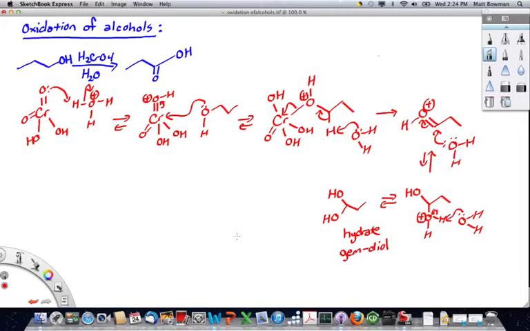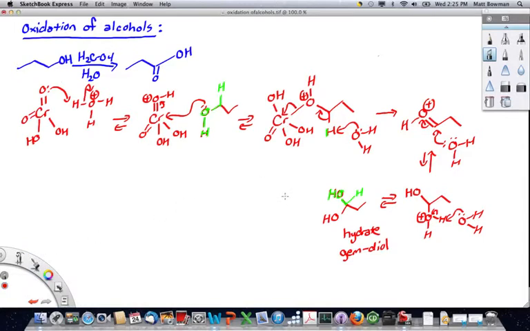This has a motif on it that's very similar to what we've seen before. Right here, we have an H, carbon, oxygen, H. This is what chromium reagents oxidize. Here we have an H, carbon, oxygen, hydrogen. This can be oxidized further by a chromium reagent.